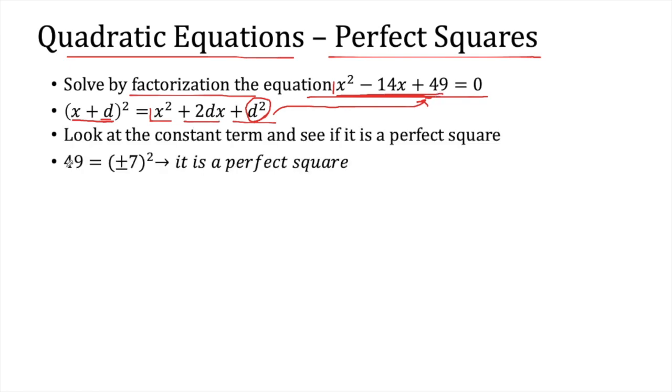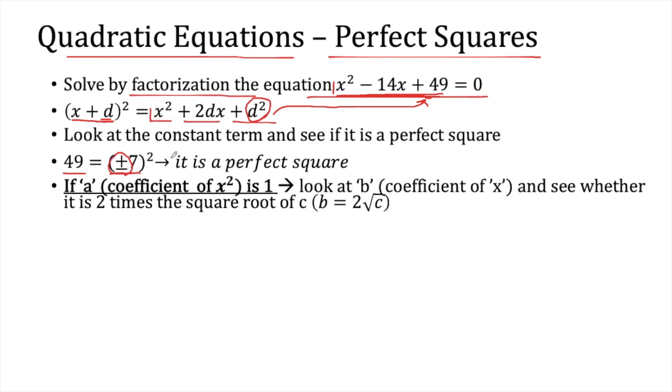And we see that 49 is a perfect square. It is positive or negative 7 whole squared. And when you write 49 as a perfect square of some number, do not forget this positive or negative sign, since it will be extremely helpful to us in the next step. So the next step is the important step, which can only be applicable if the coefficient of x squared is a 1.